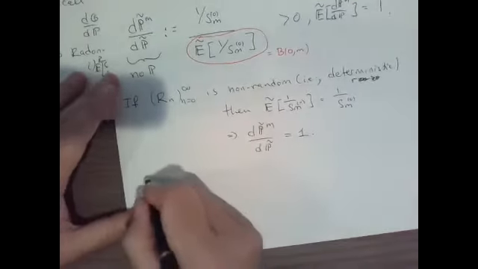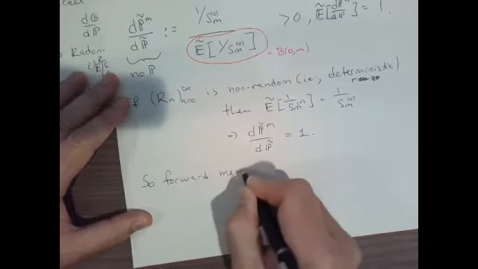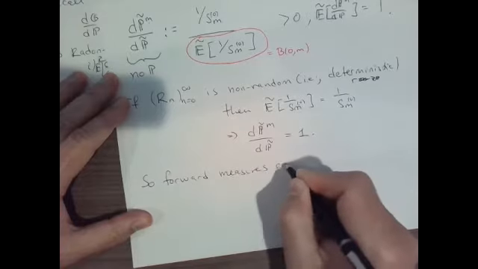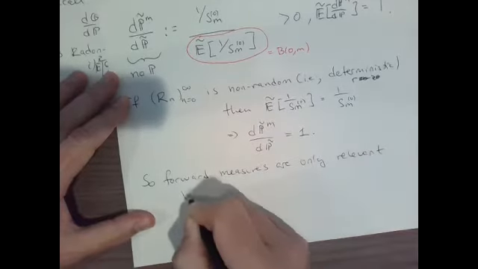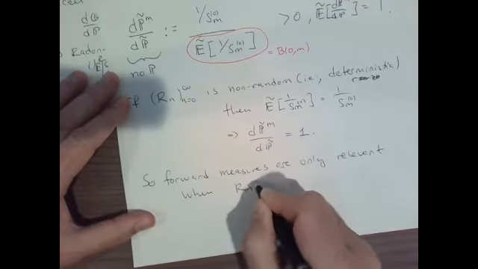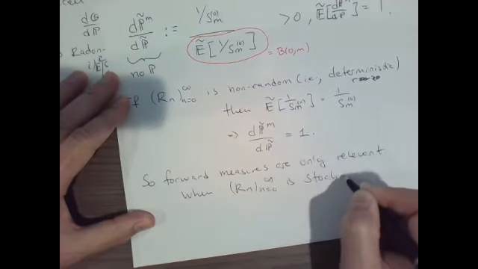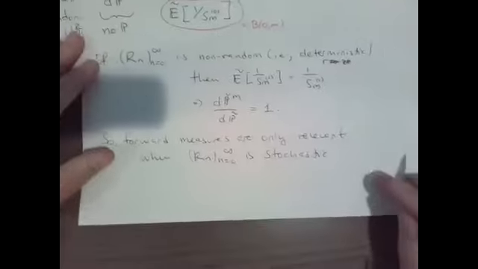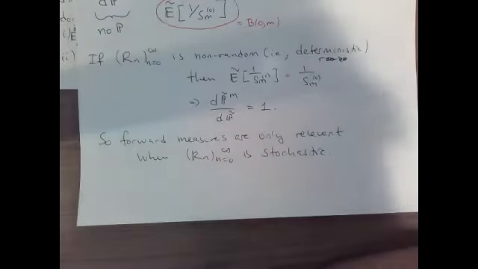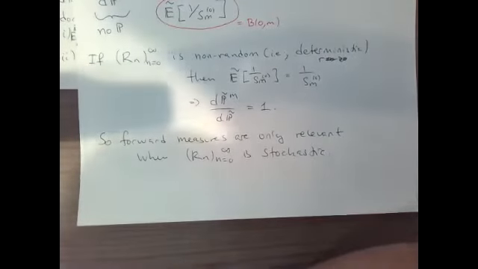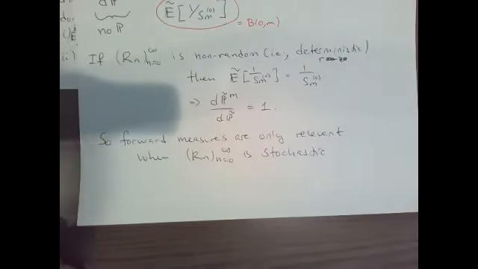In other words, forward measures are only relevant when R_n is stochastic. If you have deterministic interest rates, there's no need to worry about forward measures because they're always the same as the risk neutral one. This is why we haven't seen forward measures before now.